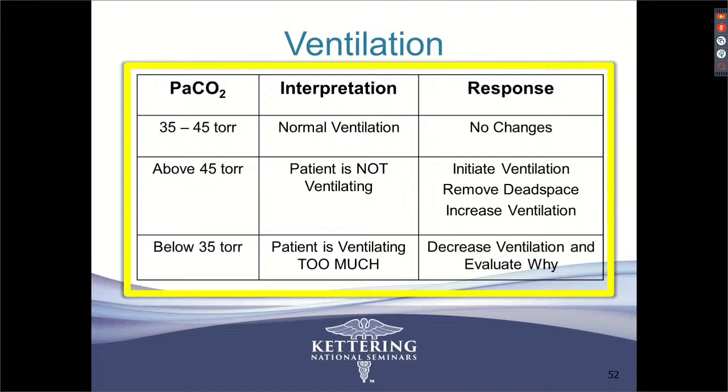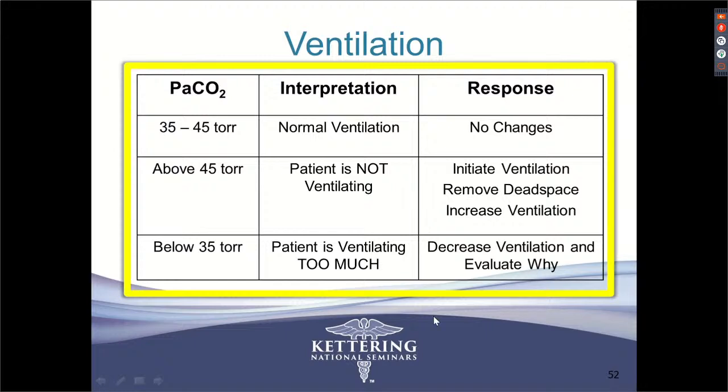If they don't have a decreased PaO2, then we said there's probably a metabolic problem. So we need to figure out what kind of metabolic problem it is and fix it. So that ties in directly with what we've already said. If we're on a ventilator and we got a CO2 less than 35, we need to decrease ventilation. And then we need to also evaluate why.